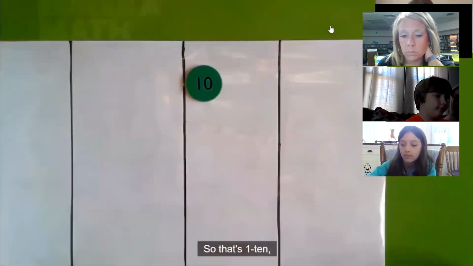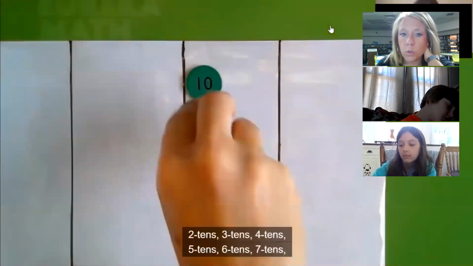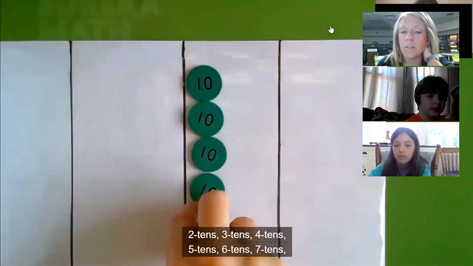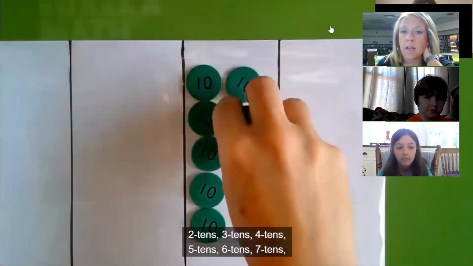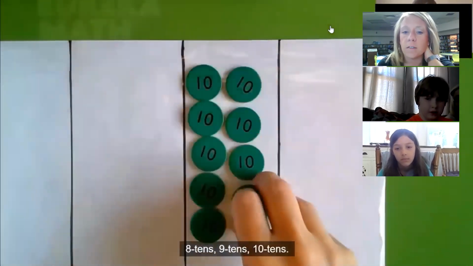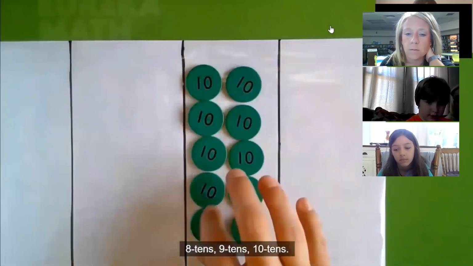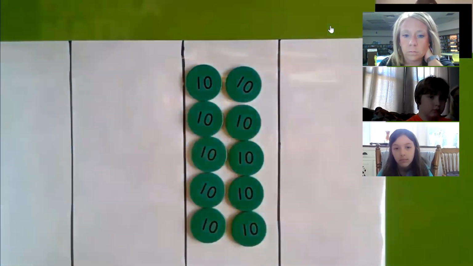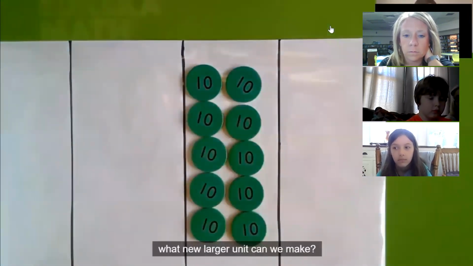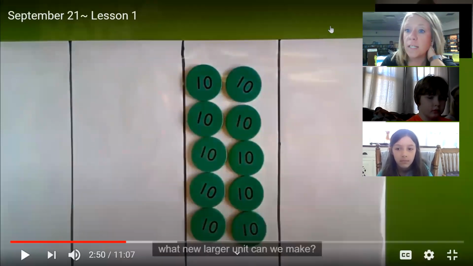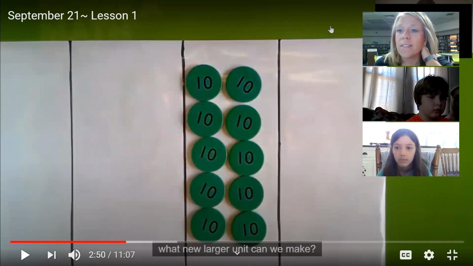So that's 1 10, 2 10s, 3 10s, 4 10s, 5 10s, 6 10s, 7 10s, 8 10s, 9 10s, 10 10s. Now that we have 10 10s, what new larger unit can we make? So now we're going to be moving to the left again. We could trade in these 10 10s for one what?